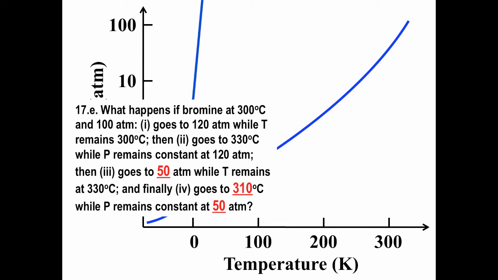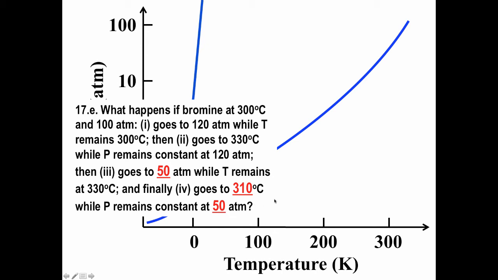And then finally we have a multi-step problem. What happens if the bromine at 300 degrees Celsius and 100 atmospheres first goes to 120 atmospheres while the temperature remains constant at 300 degrees Celsius? Then it goes to 330 degrees Celsius while the pressure stays constant at 120 atmospheres. Then it goes to, and here's a correction, 50 atmospheres while the temperature remains at 330 degrees Celsius. And then finally goes to 310 degrees Celsius while pressure remains constant at 50 atmospheres.